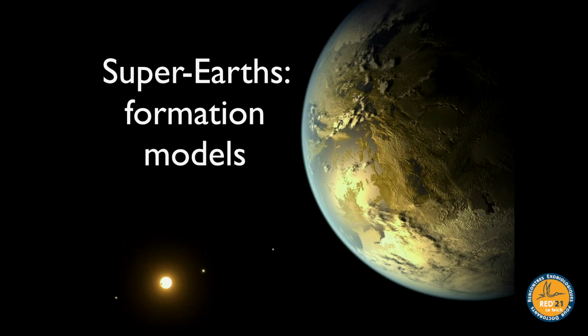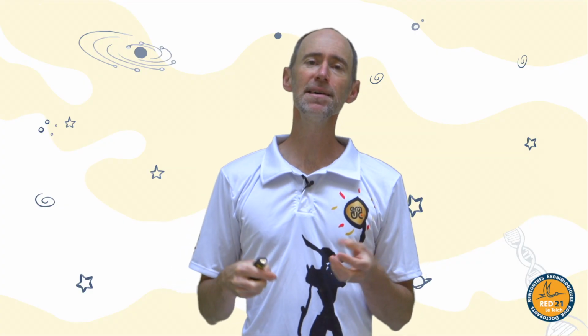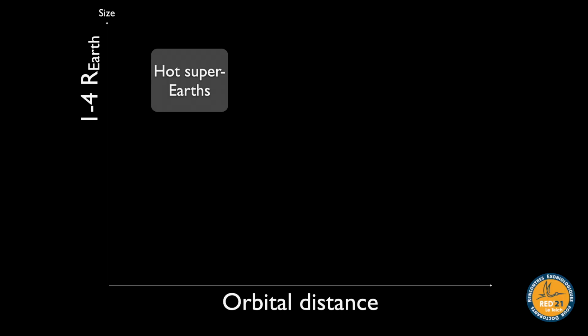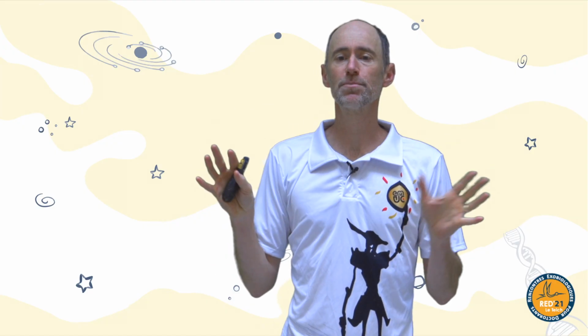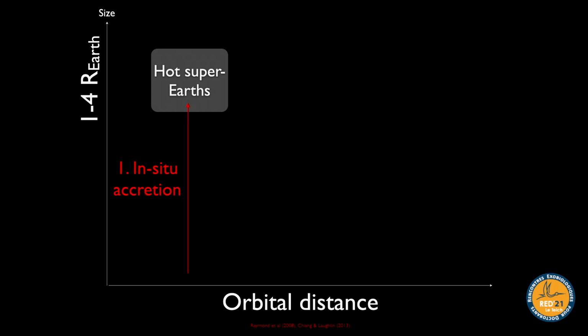So now let's talk about formation models for these close-in, slightly larger than Earth-sized planets. In a conceptual way, with size or mass on the y-axis and orbital distance on the x-axis, let's say super-Earths are up there. They're this gray box up there. So how do planets get there? Just from a very simple conceptual point of view, there's many different ways that you can imagine this happening. One is that they just grew where they are. The things bashed together and grew bigger planets where they are now. And that's what we call in situ accretion.